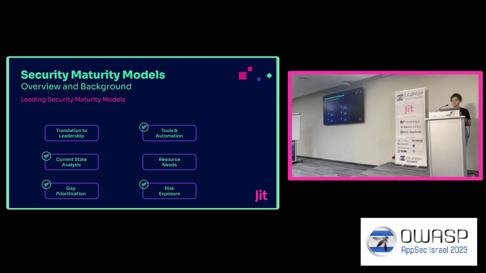This all leads back to resource needs. We know what we need in order to climb up those maturity levels, and when we know that, we can explain what we need in order to climb up. And that again helps us with the translation to leadership. All the matrix, all the levels, it's kind of creating a simple language here for us to translate to leadership.